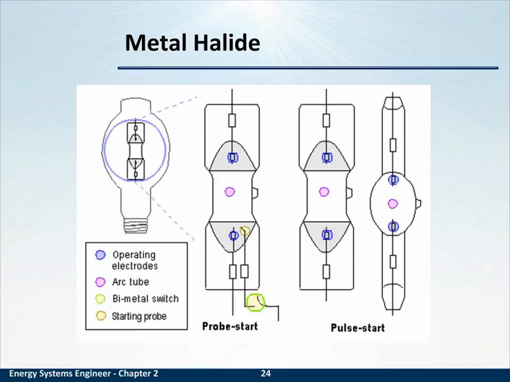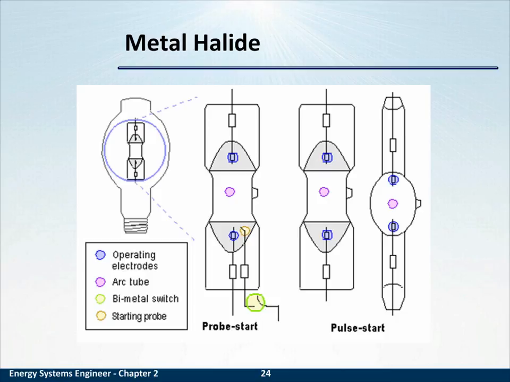In contrast, a pulse start metal halide lamp does not have a starting probe electrode. Instead, there's a high voltage igniter that works with the ballast to start the lamp using a series of high voltage pulses, typically 3,000 to 5,000 volts.